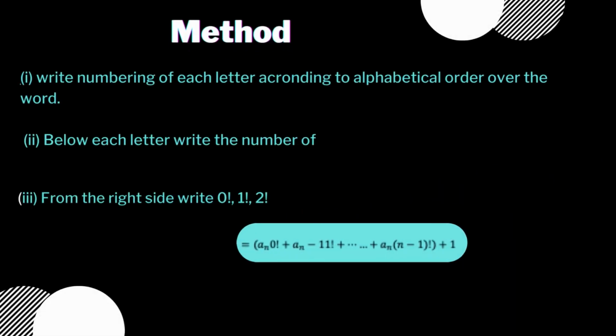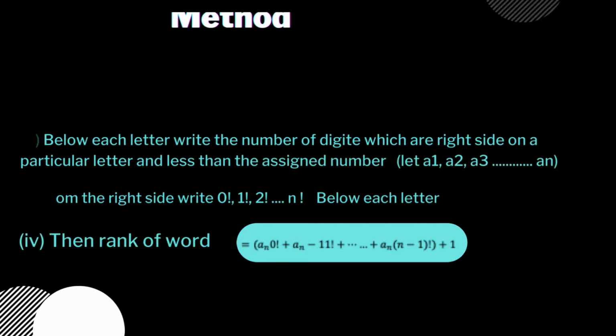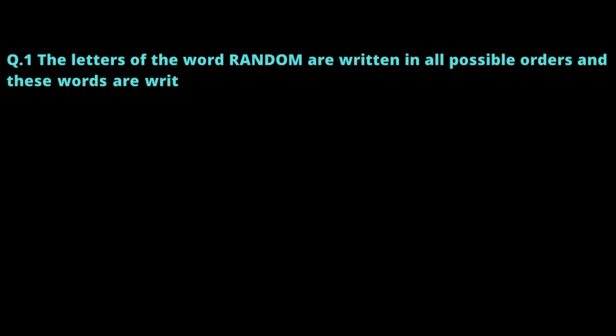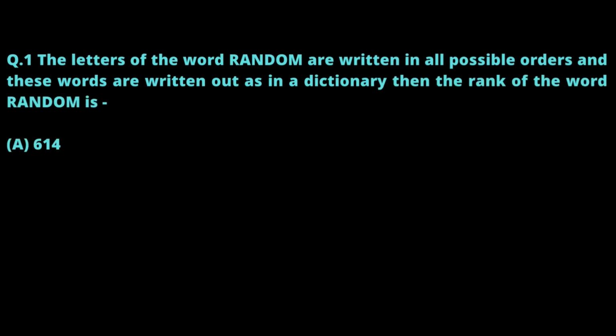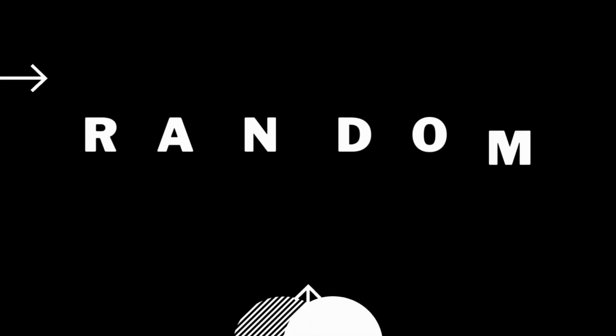Now let's take one of the questions of JEE Mains to apply this method and see how to solve it magically. So the question is: the letters of the word RANDOM are written in all possible orders and these words are written out as in a dictionary, then the rank of the word RANDOM is? Options are given as A. 614, B. 616, C. 613, D. 616. Will you figure it out? If so, then pause the video and try yourself.